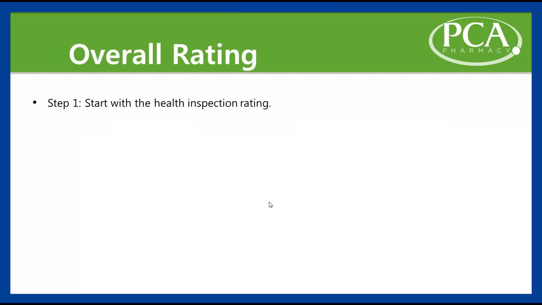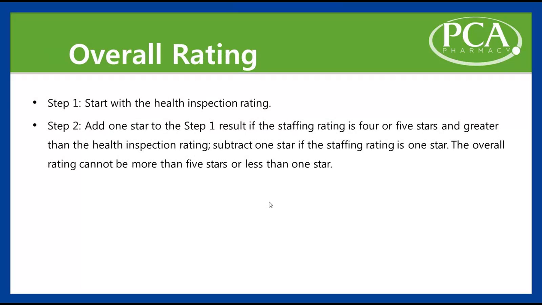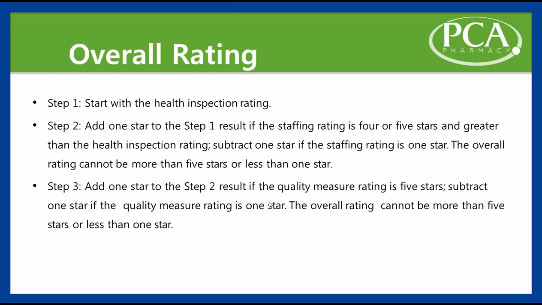To calculate an overall rating for a facility, you start with the health inspection rating and determine the number of stars they receive. Then a star is added if they receive 4 or 5 stars on the staffing rating, and the staffing rating has to also be greater than the health inspection rating. 1 star is subtracted if the staffing rating is only 1 star. Then an additional star can be added if their quality measure rating is 5 stars, or a star can be subtracted if the quality measure rating is only 1 star. The overall rating can never be more than 5 stars or less than 1 star.